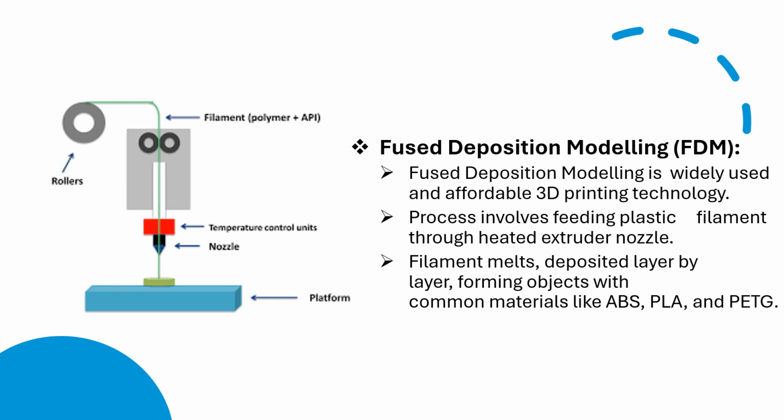Fused deposition modeling is a widely used and affordable 3D printing technology. It involves feeding plastic filament through a heated extruder nozzle, melting it, and depositing it layer by layer to form objects. Common materials used are ABS, acrylonitrile butadiene styrene, PLA, polylactic acid, and PETG, polyethylene terephthalate glycol.